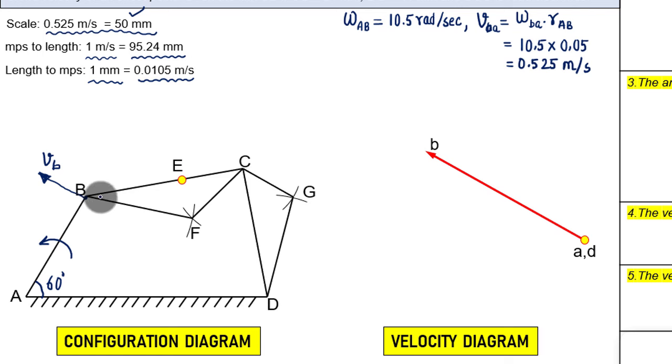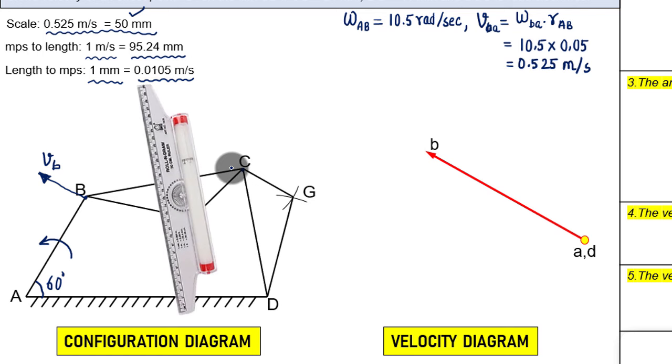Now we want to locate point C. Again the same stuff. Keep your roller scale perpendicular to this BC, something like this. Roll it until you reach here. So we are locating C with respect to B. Roll it until you reach here.